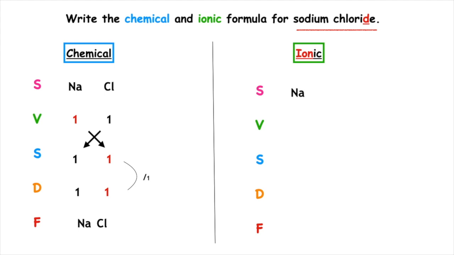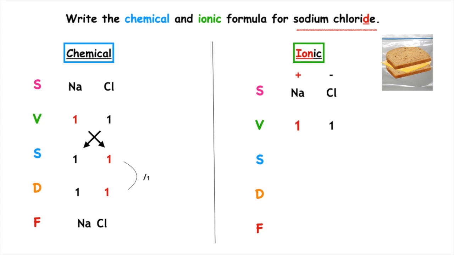The symbols are exactly the same, Na and Cl, and the valencies are the exact same, 1 and 1. Remember, sodium is a metal, so it always loses electrons to form a positive ion, and non-metals such as chlorine always gain electrons to form negative ions. What we have to do now is we need to sandwich the valence and the charge. So for sodium, it's got a valence of 1, which is positive. 1 times positive equals positive.